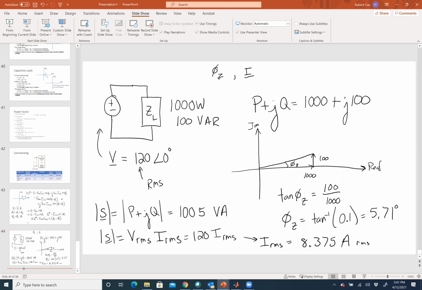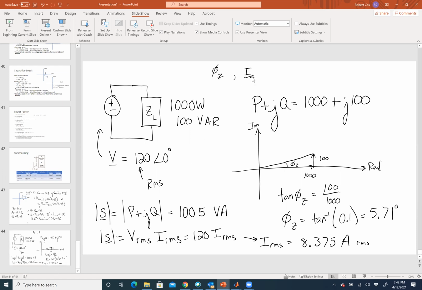So I think we can do that without calculating the S, right? Because we have the phi Z already, so we need 1000 times the cosine of phi Z and divide. Yeah, there's going to be multiple ways to do these problems for sure. I could have used the P equation instead of the S, the apparent power equation, to do this. I still have to figure out the angle of I.